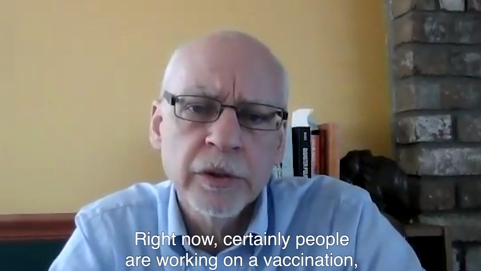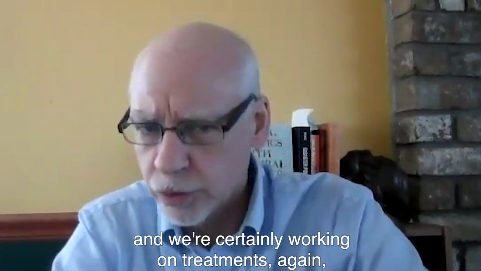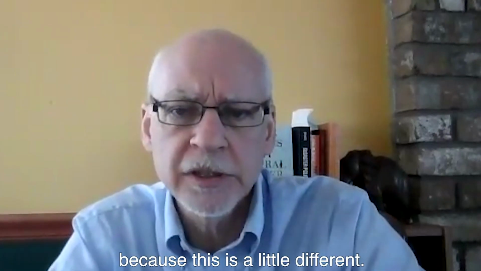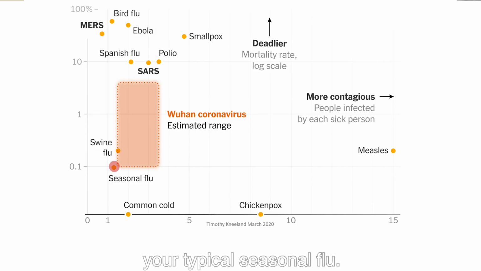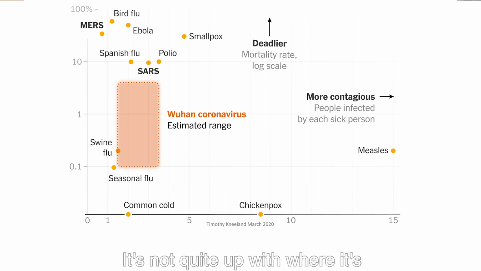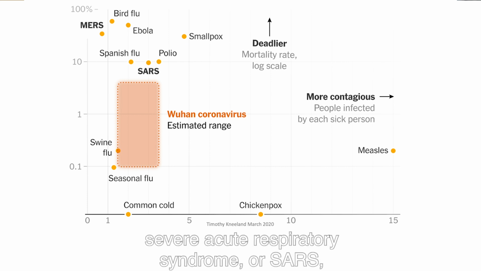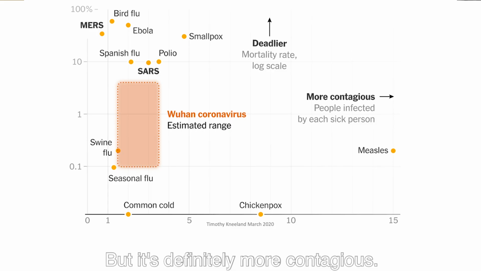Right now, certainly people are working on a vaccination, and we're certainly working on treatments, again, because this is a little different. This is definitely a little more deadly than your typical seasonal flu. It's certainly deadlier than the swine flu of 2009. It's not quite up with where the severe acute respiratory syndrome, or SARS, was, a pandemic that began in the 21st century. But it's definitely more contagious, right?